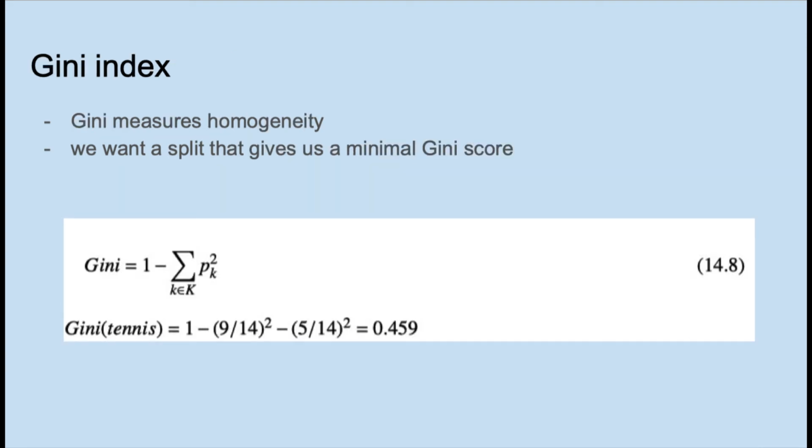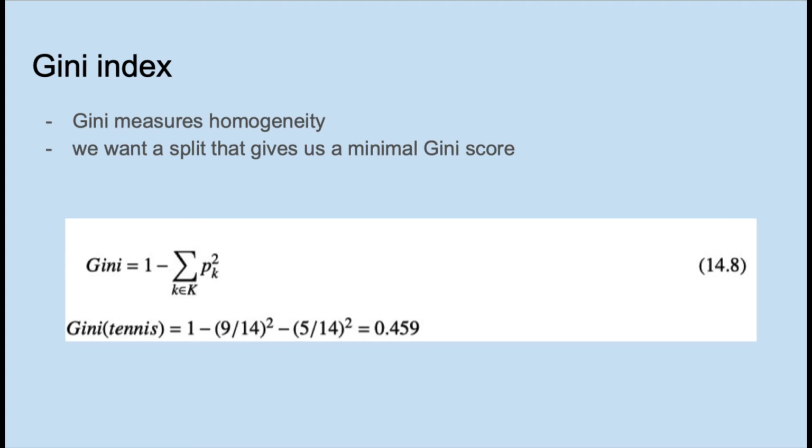Another metric that's sometimes used is the Gini index. Gini measures homogeneity, or leaf purity. In this metric, we want a minimal score. There are many variations of this formula. The formula I'm going to use is 1 minus the sum of all the probabilities squared. So to look at the Gini index of the tennis data set, that would be 1 minus 9/14 squared minus 5/14 squared, because there's 9 days we played and 5 days we didn't. And that would give us a Gini index of 0.459.